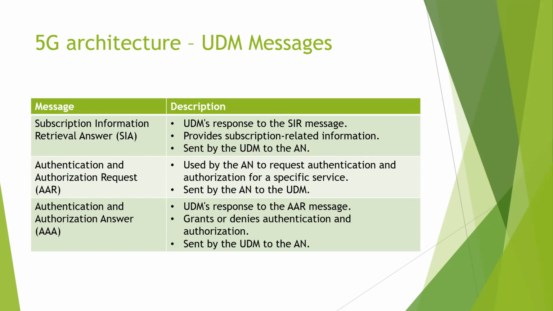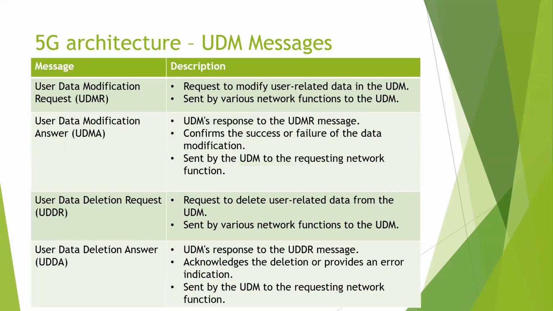to request authentication and authorization for specific services, and is sent by the AN to the UDM. And there will be an answer as well, which talks about the response for the request methods, and they will grant or deny the authentication or authorization, and it's usually sent by the UDM to the AN. Then there's user service modification, which requests modification of user-related data in the UDM, and it's sent by various network functions, based on its name, to the UDM.